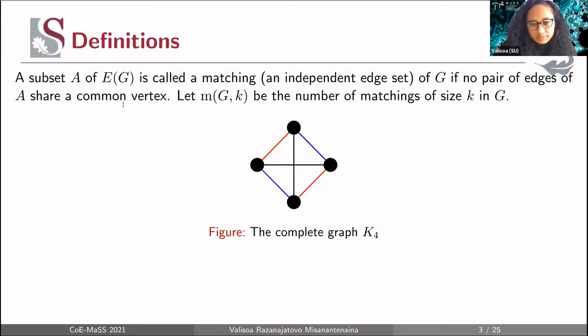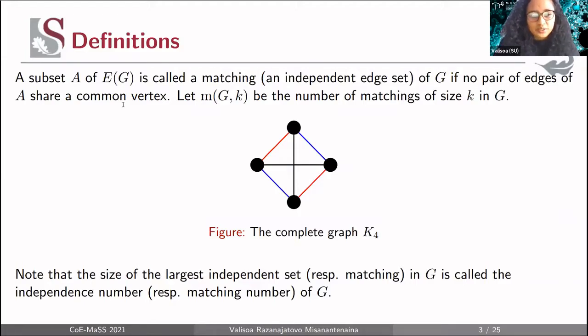The edges of the same color form a matching. So the 2 red edges are a matching of size 2. The 2 blue edges are a matching of size 2, and the 2 black edges are matchings of size 2 as well. But if you form a set with edges of different color, then it cannot be a matching since they will share a common vertex.